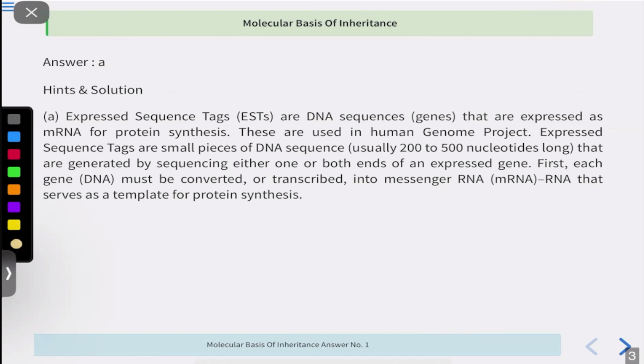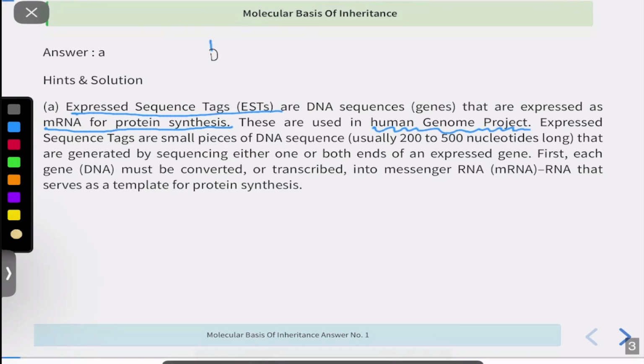First, each gene must be converted into messenger RNA that serves as a template for protein synthesis. So, what you need to remember over here is basically these genes are the ones that are expressed as mRNA. And this term was basically used for the first time during the Human Genome Project when the whole DNA was being mapped. During that time, this term first came into play. Okay, we'll move to the next question.